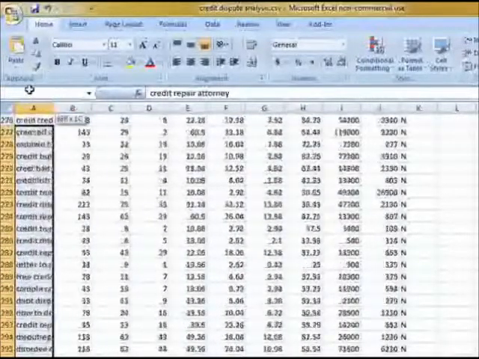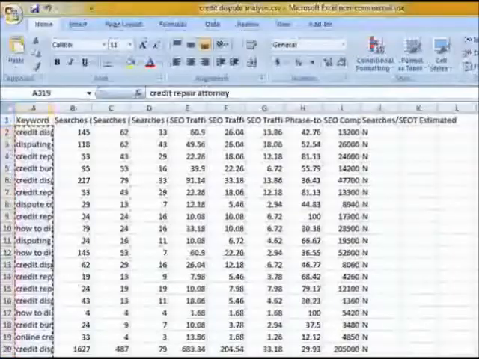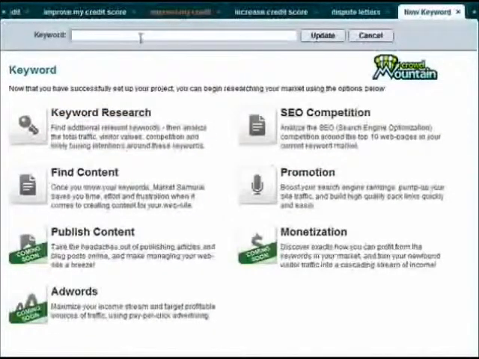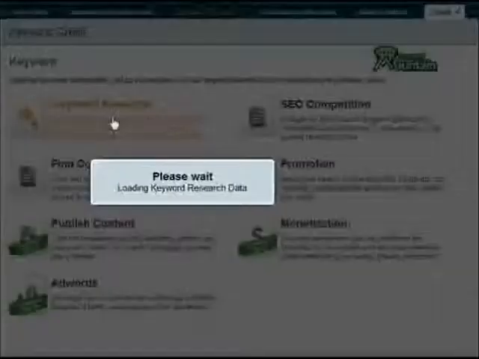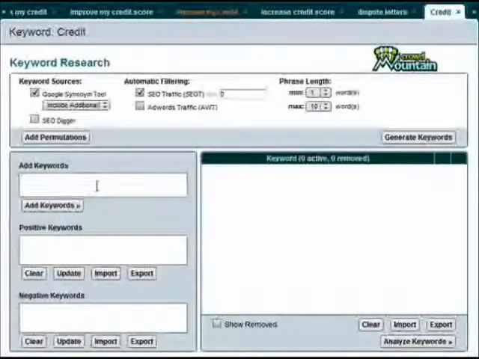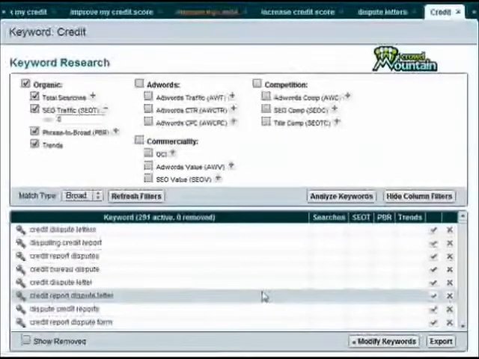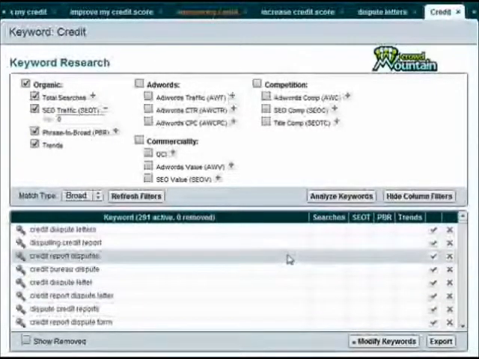I'm going to copy them all with a Control-C, open Market Samurai, and open up a tab for a new keyword. I'm just going to call it "credit" because it doesn't really matter. Click on Keyword Research, Control-V in there, and then click Add Keywords, and then I'm going to analyze those keywords. Now I have all the keywords that I'm working with in one tab so that I can see all of the competition and title data at once. So first I need to analyze them and get all that data in.